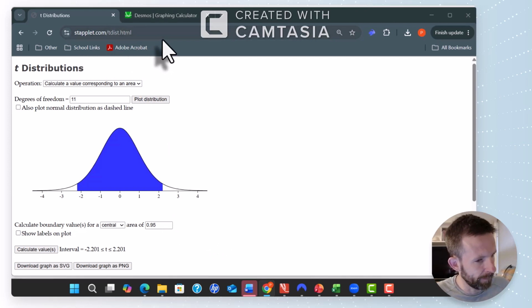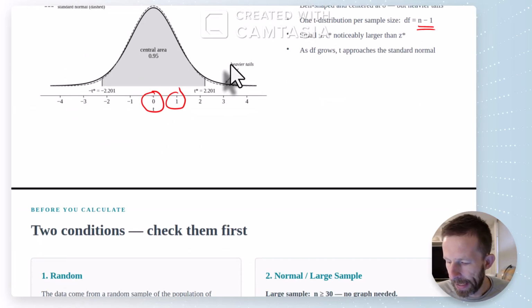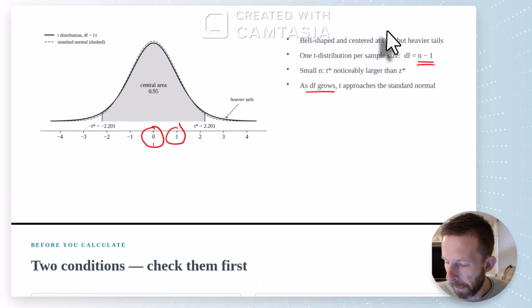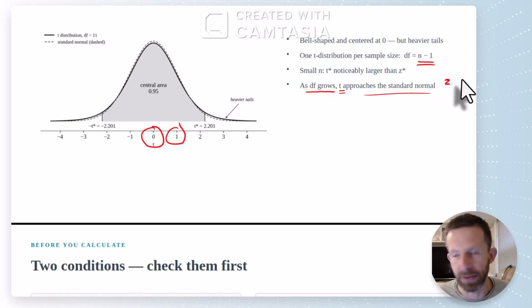All right. So as degrees of freedom grow, our t distribution approaches the standard normal z distribution. So as my sample size grows, the t distribution approaches the z distribution.